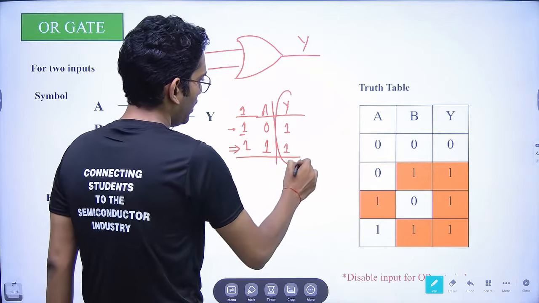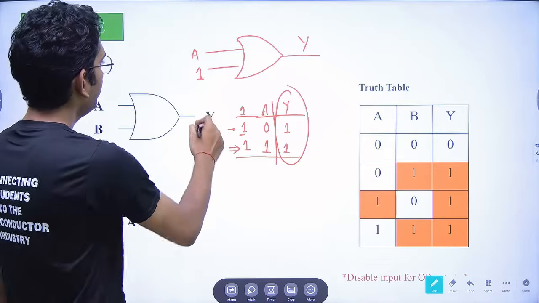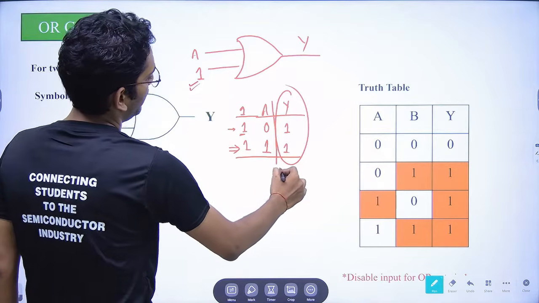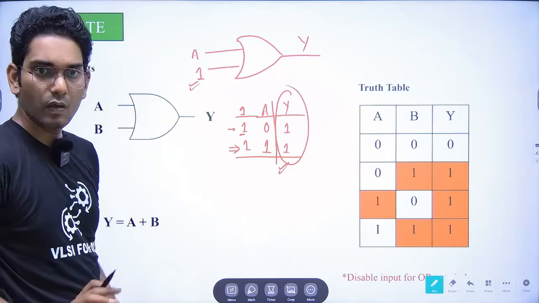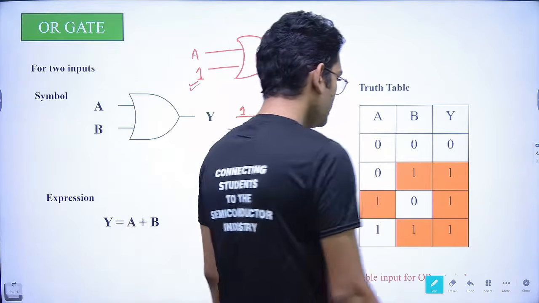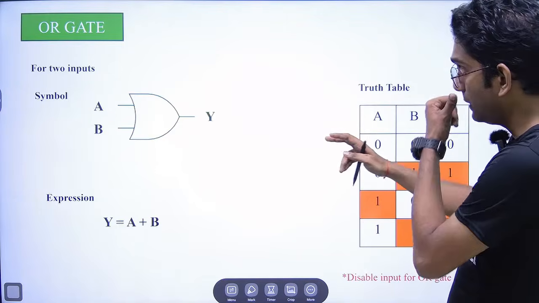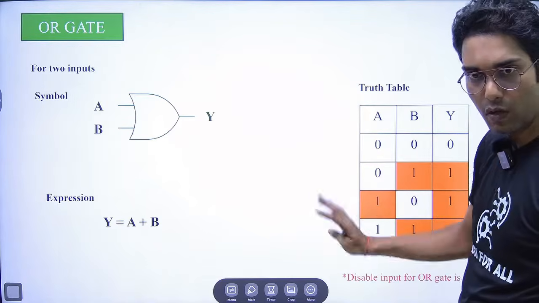So in the OR gate, what is happening? If any of the inputs is 1, we will always get the output as 1. So the disable input for the OR gate is 1. Okay. So this was the basic two input OR gate.